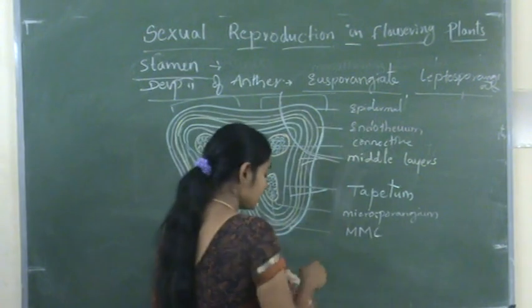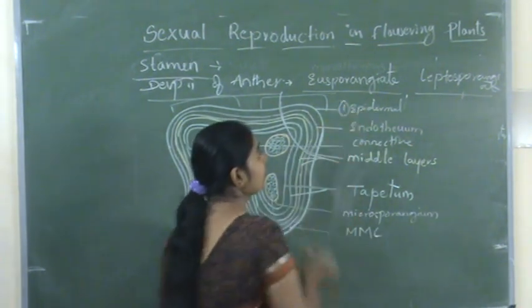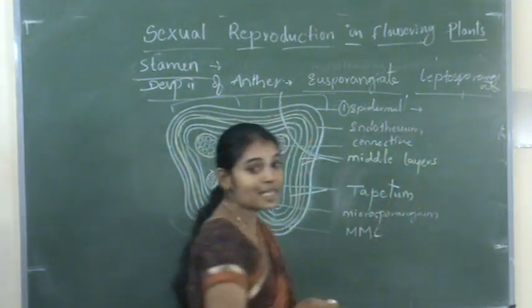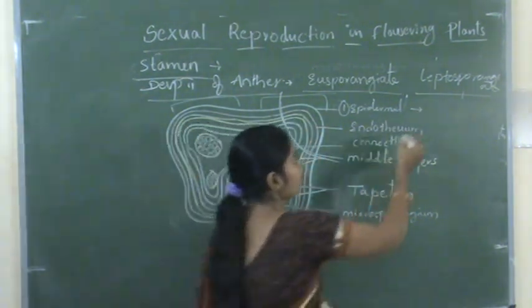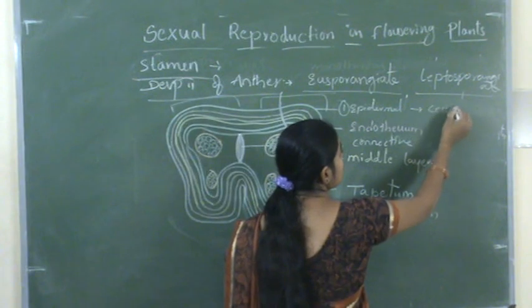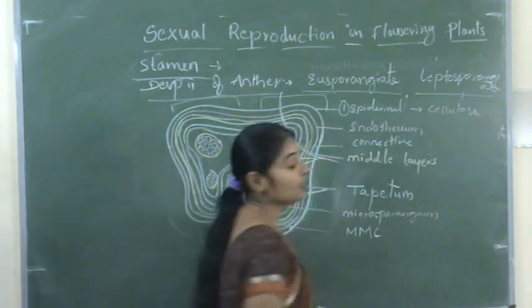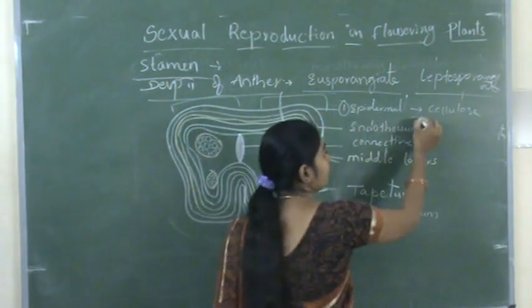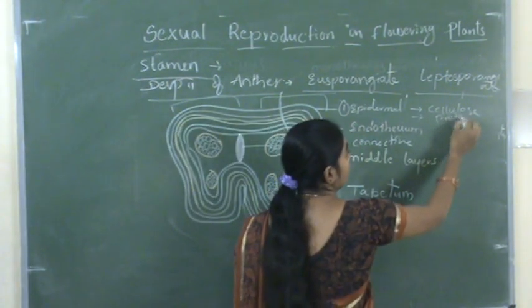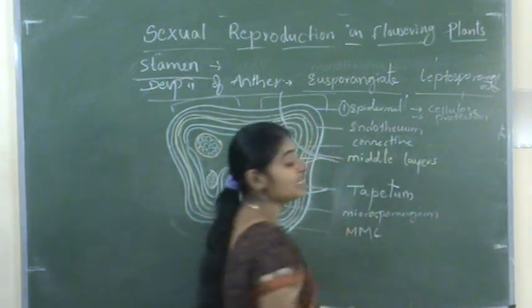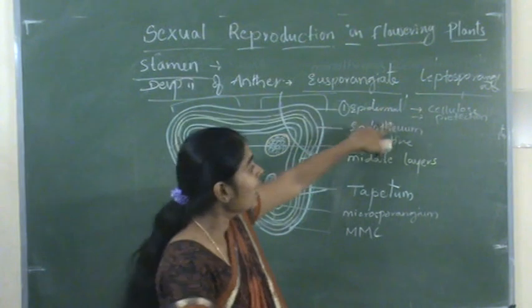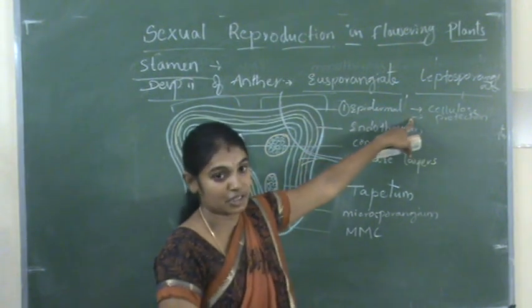The first layer is the epidermis, which is a single layer. Cells are thick walled, made up of cellulose, and the function is protection. Epidermis is a single layer, the cells are thick, having cellulose, and protection is the function.